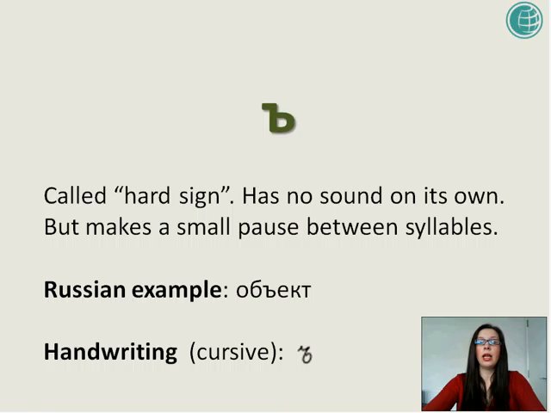And finally, letters which don't make any sounds on their own. This letter called hard sign, it has no sound on its own, but this letter makes a small pause between syllables. For example, объект, it's object. Объект. So we stopped for a moment after ob and before yekt. Object. This is the hard sign.